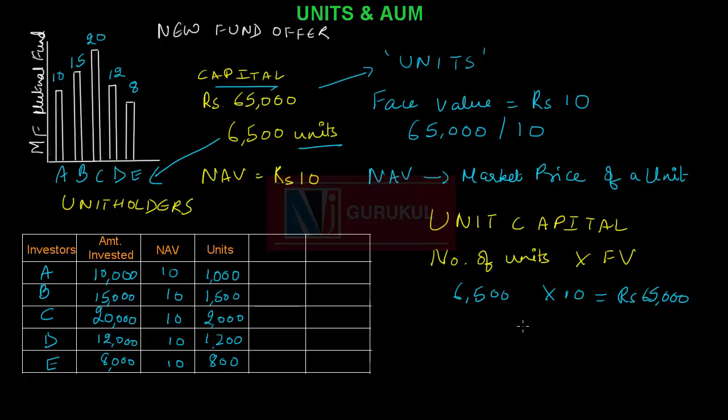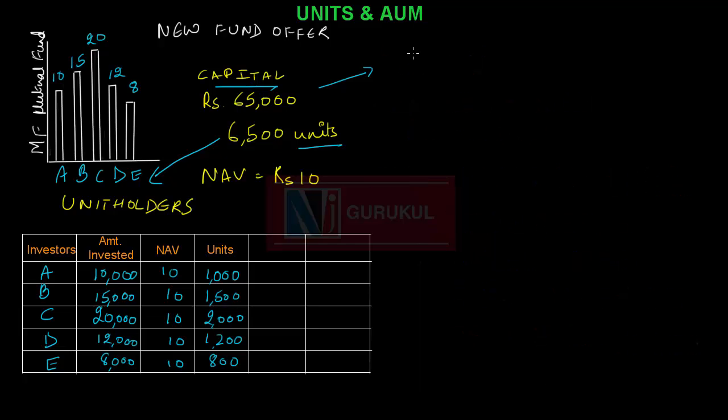So let's say the scheme has issued 500 more units after 5 months. So the new number of units would be 7,000. But the face value will always remain intact at rupees 10. So the new unit capital is equal to rupees 70,000. Moving on to the AUM or the assets under management.